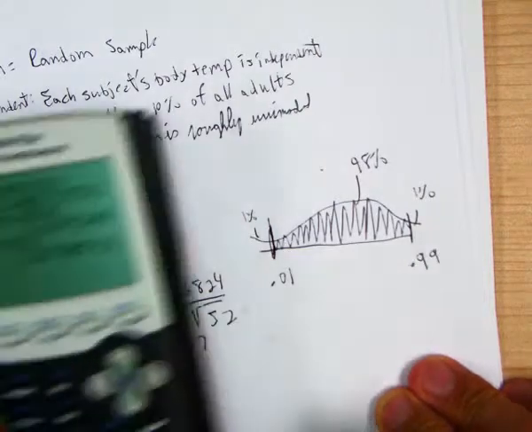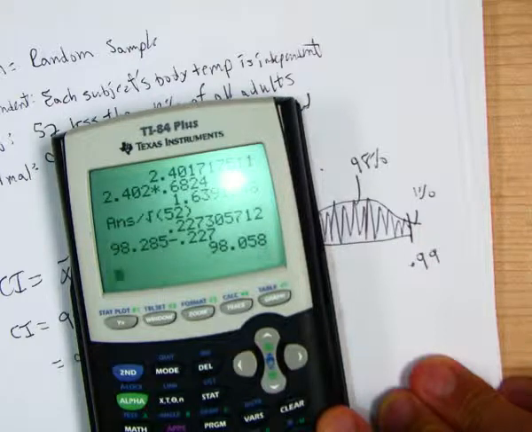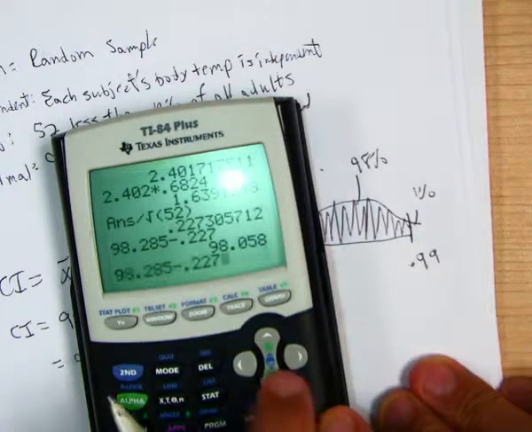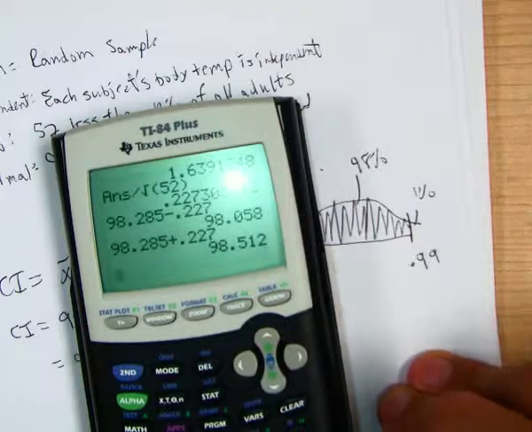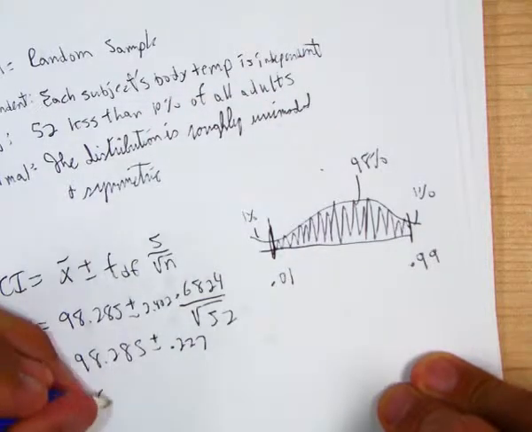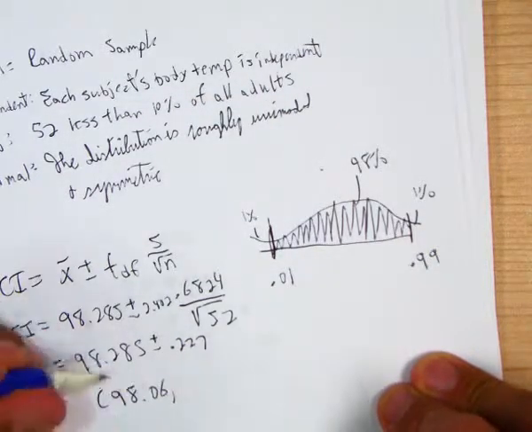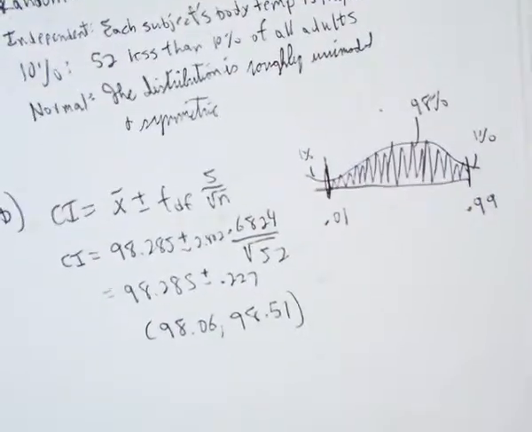So now I'm going to do 98.285 minus 0.227, and that's my lower bound. And then I'm going to change it to my plus, and that's my upper bound. So from 98.06 to like 98.51. Okay, so that's my interval. It's going to be 98.06 to 98.51. Okay, so that's the answer to question B.